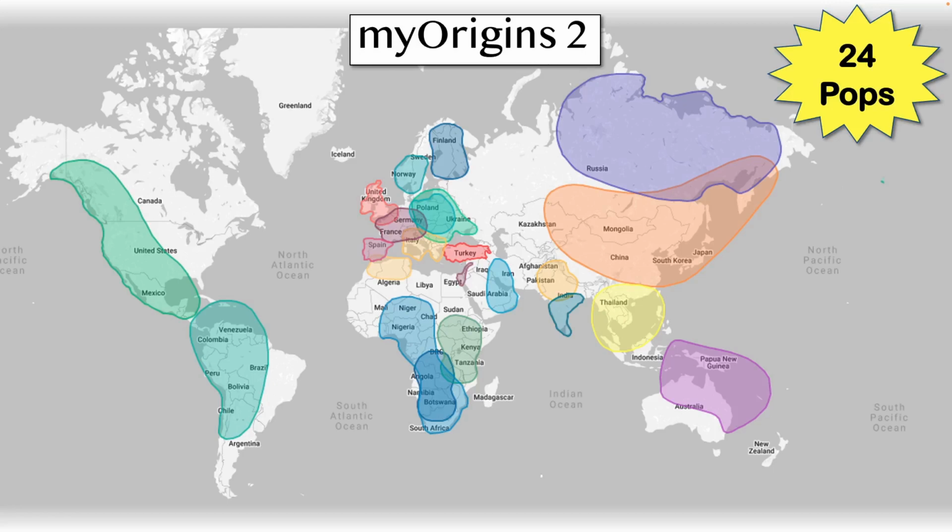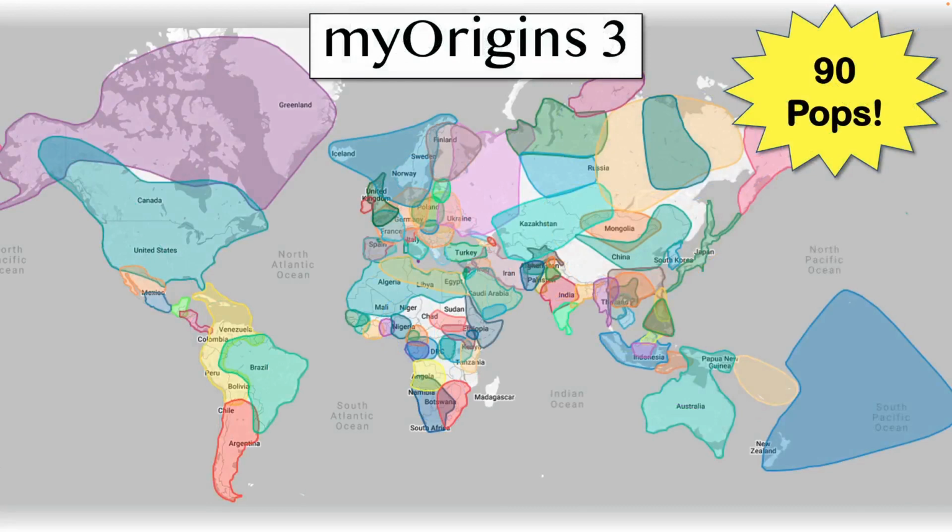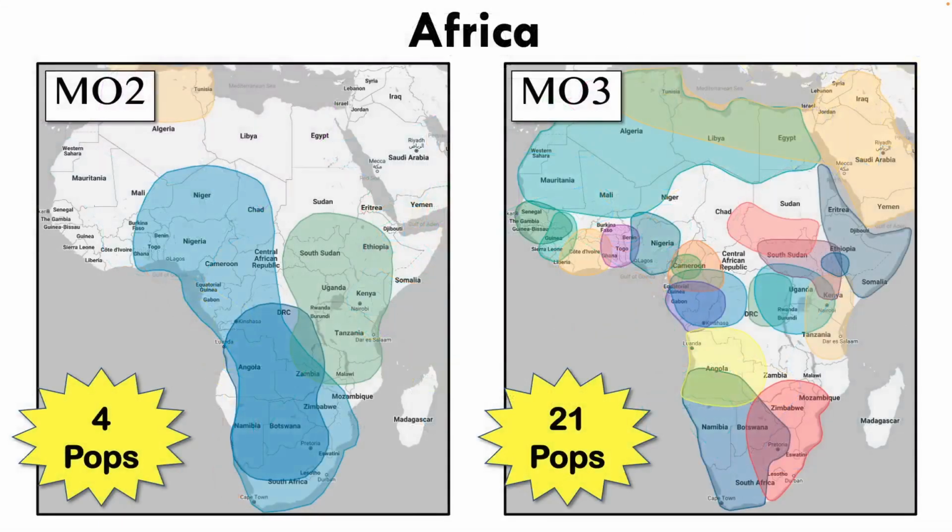So let's compare this to our new myOrigins 3 map. You ready? Look at this staggering increase in populations. This kind of granularity of your ancestry is really unparalleled in the major direct-to-consumer market. We're really excited to see people's results continue to trickle in, and let's check out this map in more detail on a continent-by-continent basis. So let's start with Africa.